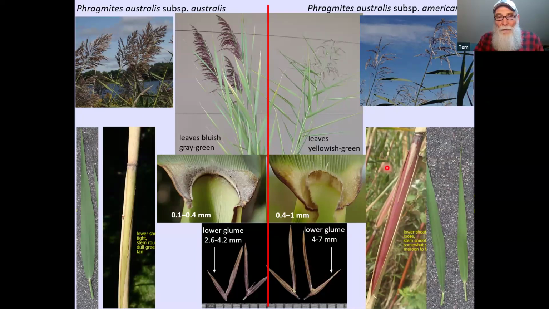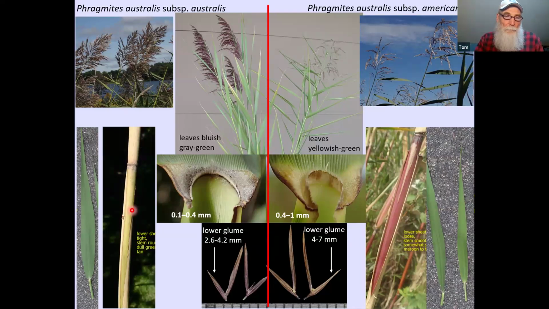The leaves on the plant, generally, there's a bit of a difference. Again, this is harder to tell unless they're growing side by side. But on the European one, a little bit more of a bluish gray-green, and that's what this leaf is here. We'll compare this bluish gray-green leaf to a more yellowish green leaf over here. And then this last thing is the lower internodes on the stems.